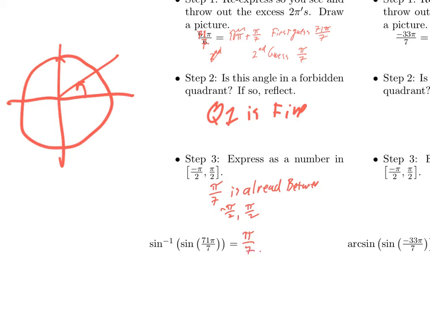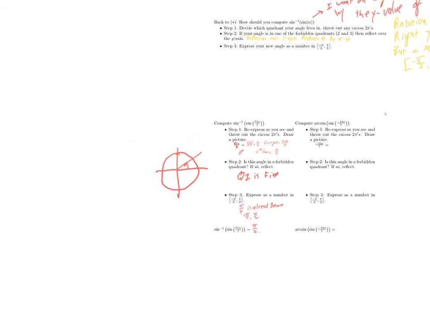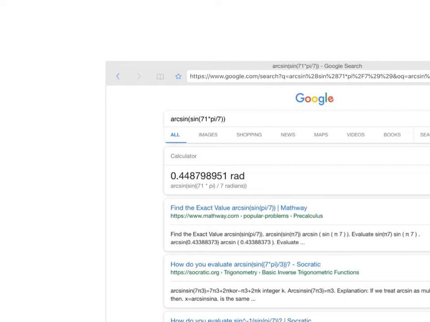And maybe just for emphasis, you can use a machine to help you with some of these computations. I'll go do that and bring it back. Alright, here we are. I just used the Google calculator and computed that the arc sine of the sine of 71 pi over 7 is approximately 0.45 radians, but that's hard to tell if that's the same thing as pi over 7. In order to determine if it is, one way is just to remember that decimal approximation.